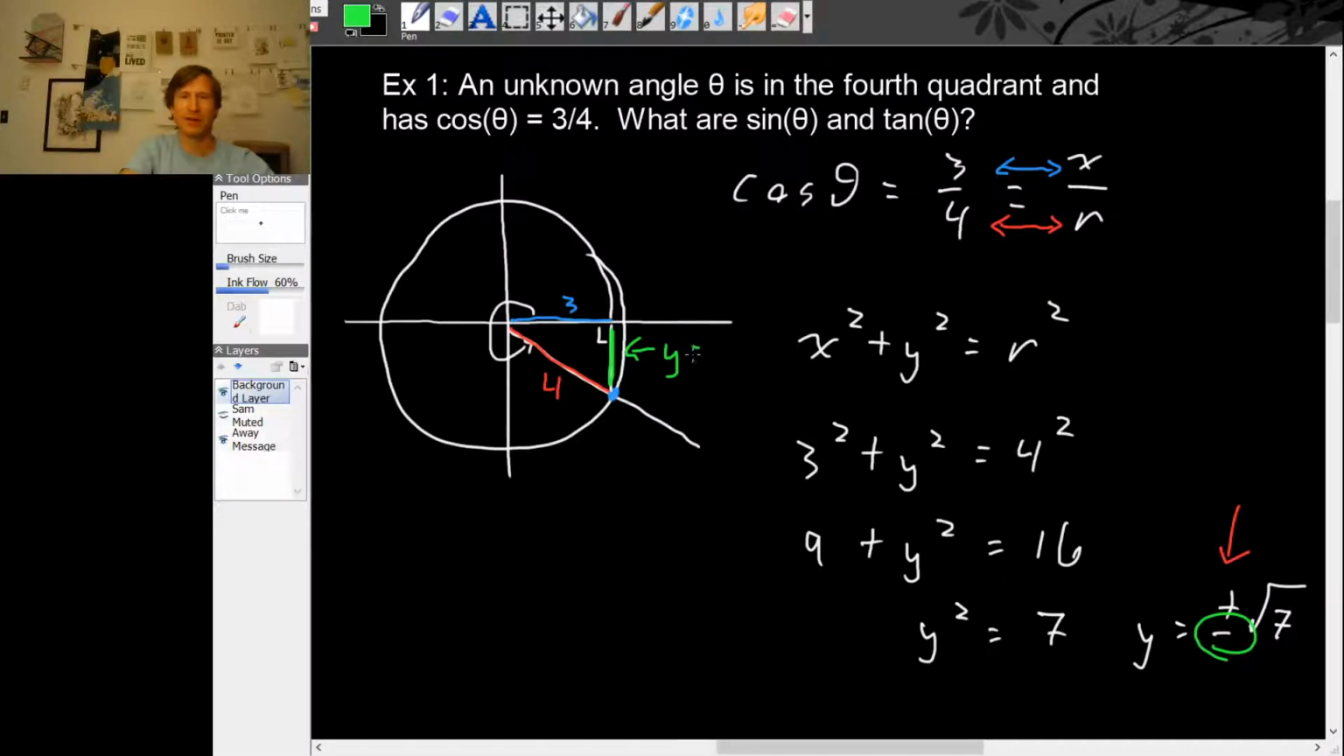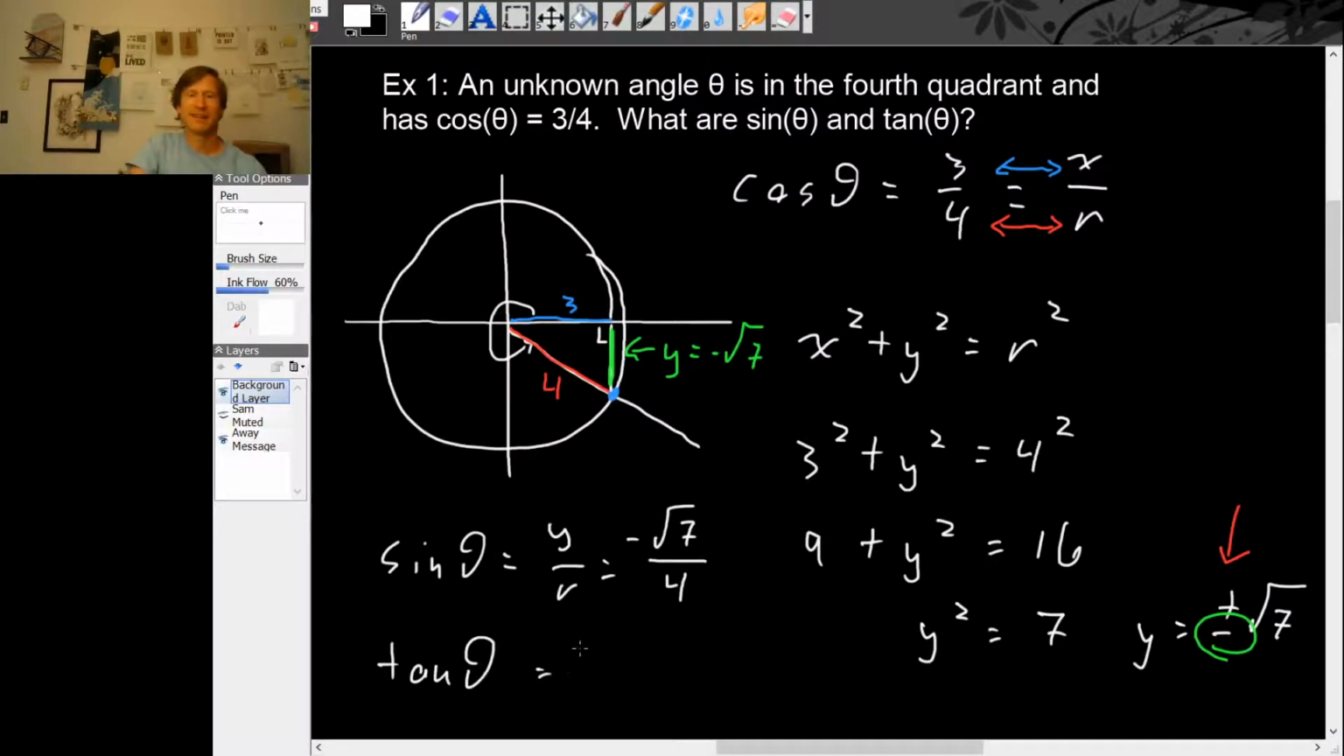So we can put that here. And now that we know y, we knew x and r to begin with, now we can write down the value of all the other trig functions, in particular sine and tangent. So sine theta is y over r, that's negative root 7 over 4. And tangent theta is y over x, and that's negative root 7 over 3.